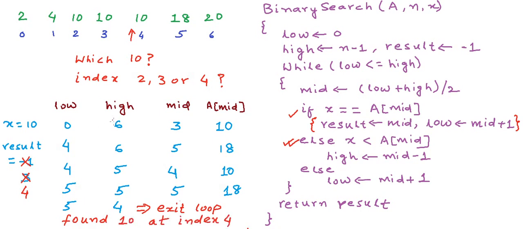This is binary search to find out the last occurrence of an element in a sorted array. The time complexity of this algorithm is big O of log n, or in other words we can say that the time taken is proportional to log of n.